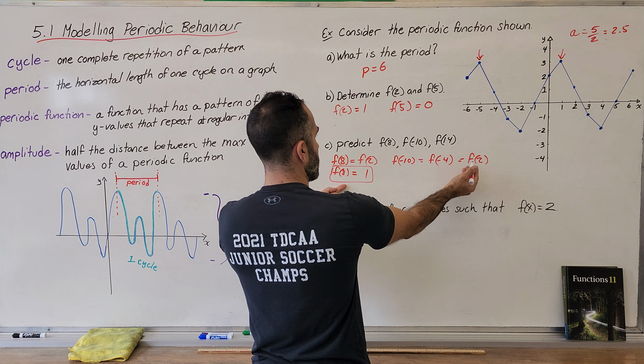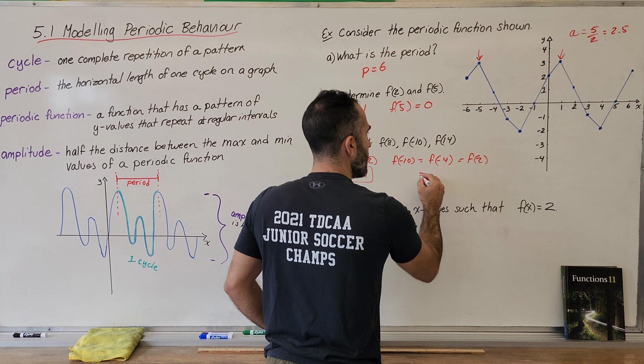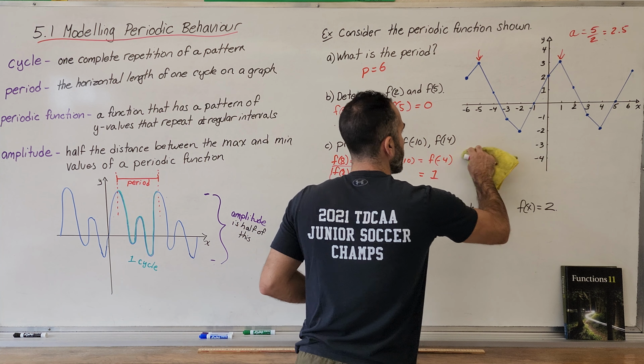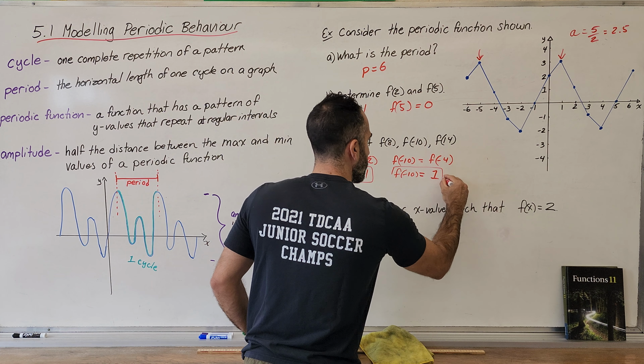So this f at 2, it's the same as this. Right? If I go another 6, it's f at 8, which is the same as this. So I can look here, it's 1. I'll erase that f at 2 so I can draw the next one. And f at negative 10 is 1.